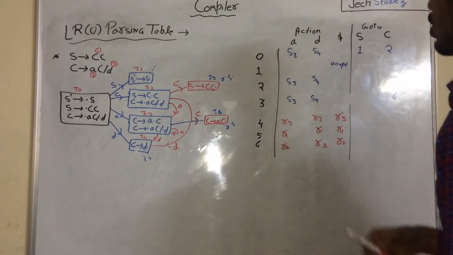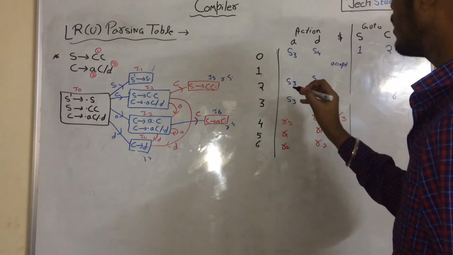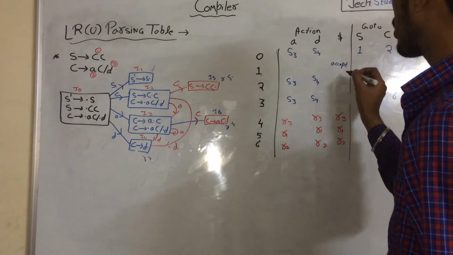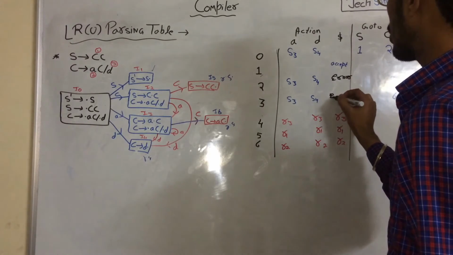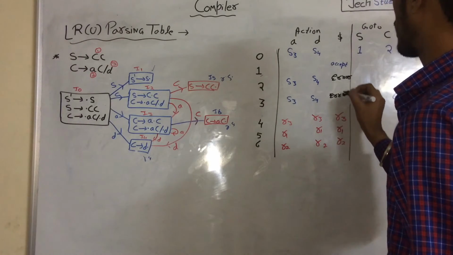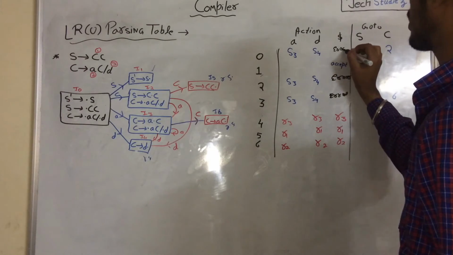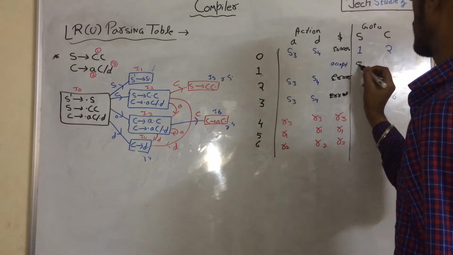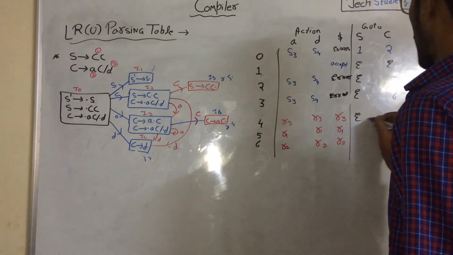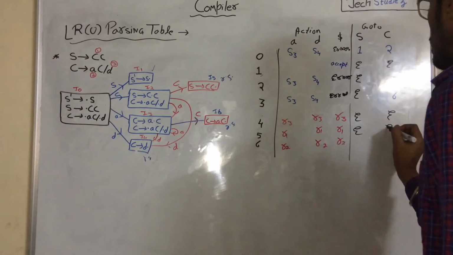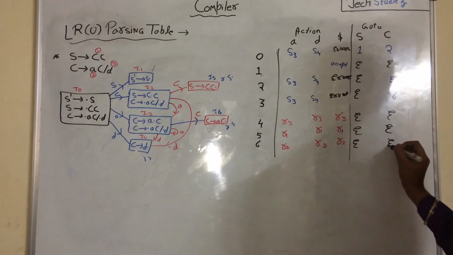Now in rest of the columns which are empty, these are errors. So rest of the columns are what? Errors. Fill all these with errors, like here. All these are what? Errors.